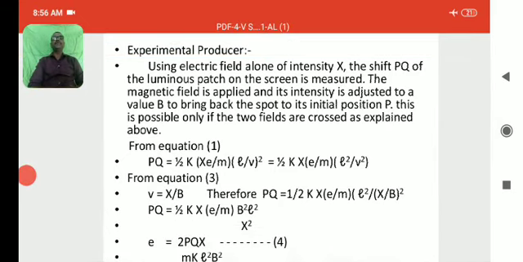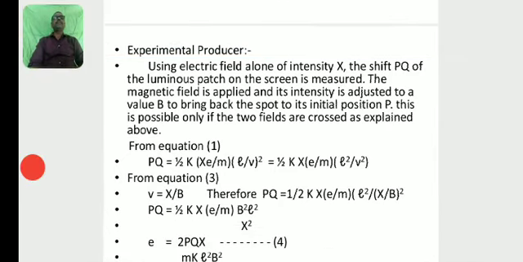Experimental procedure. Using electric field alone of intensity X, the shift PQ of the luminous patch on the screen is measured. The magnetic field is then applied and its intensity is adjusted to a value B to bring the spot back to its initial position P. This is possible only if the two fields are crossed as explained above.